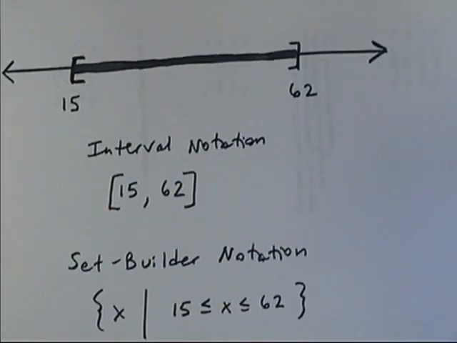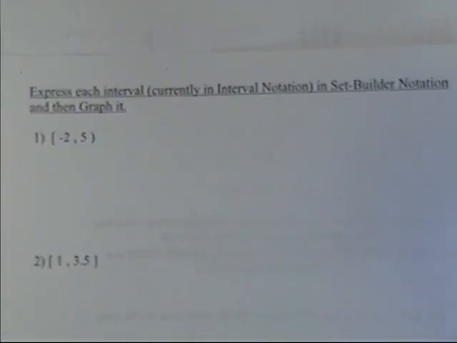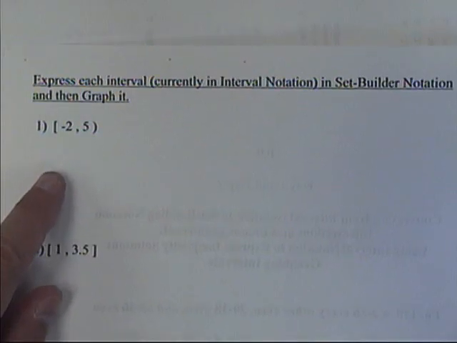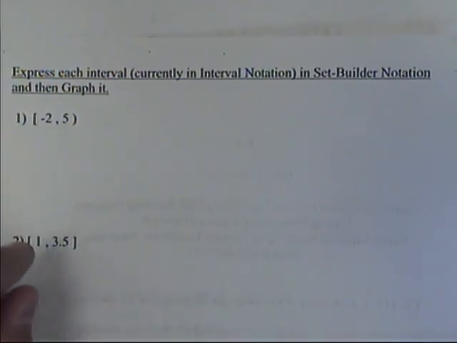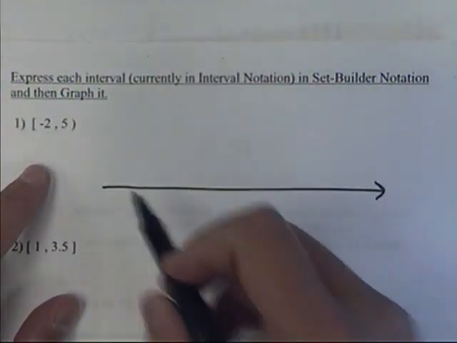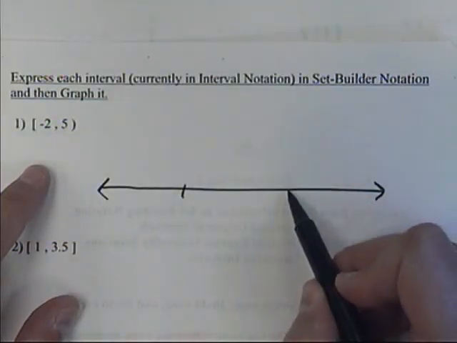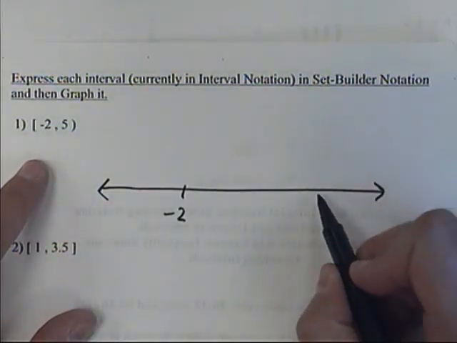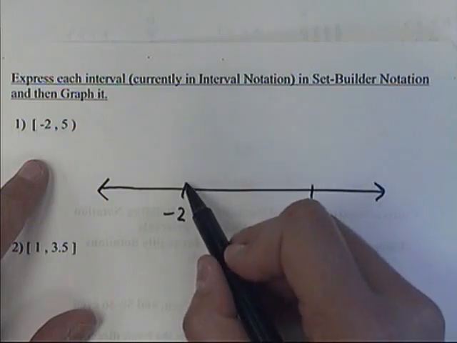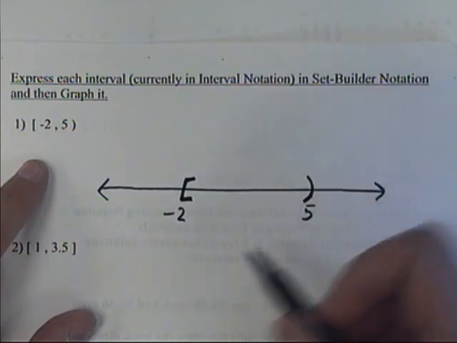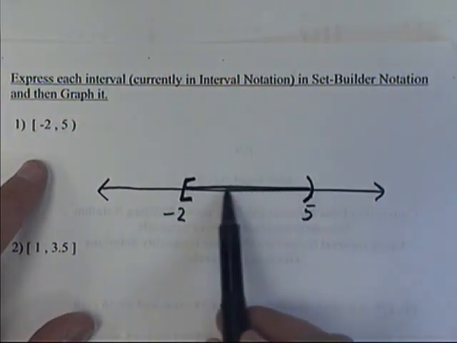So, example 1. They want us to translate that from interval notation to set builder notation and then graph it. Well, okay. I like to make the graph first of all. So if I were talking about these two numbers, -2 is on the smallest end, and then 5 is on the high end. And we would include -2, would we not include 5? Hence the parenthesis. And then we would shade everything in between. That's what this means.